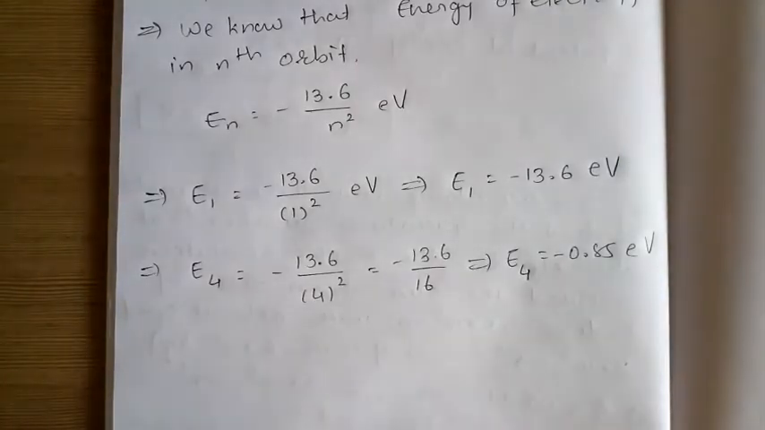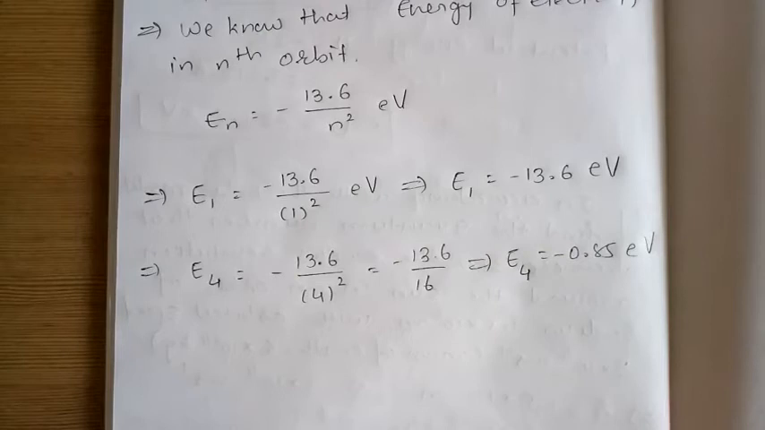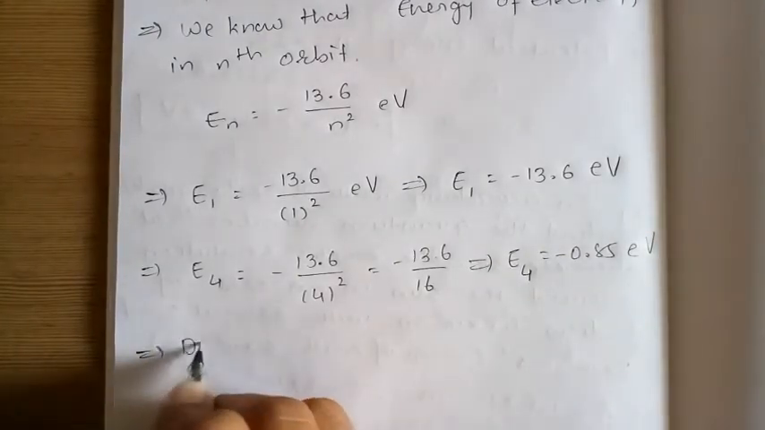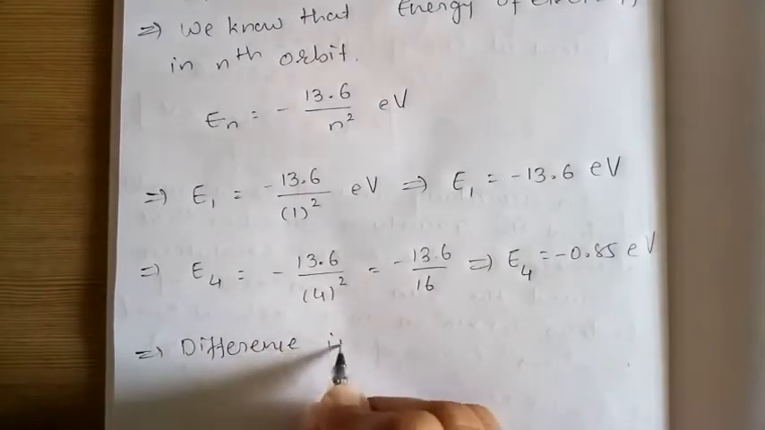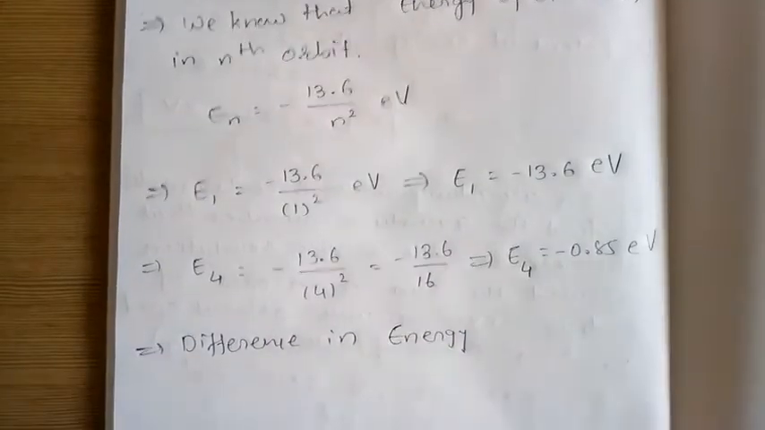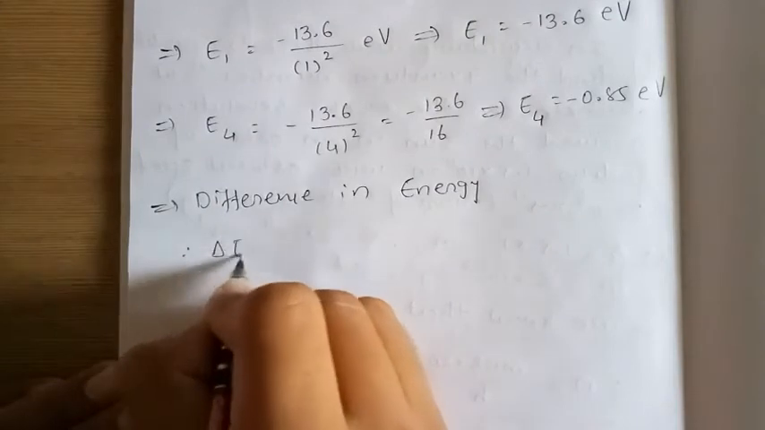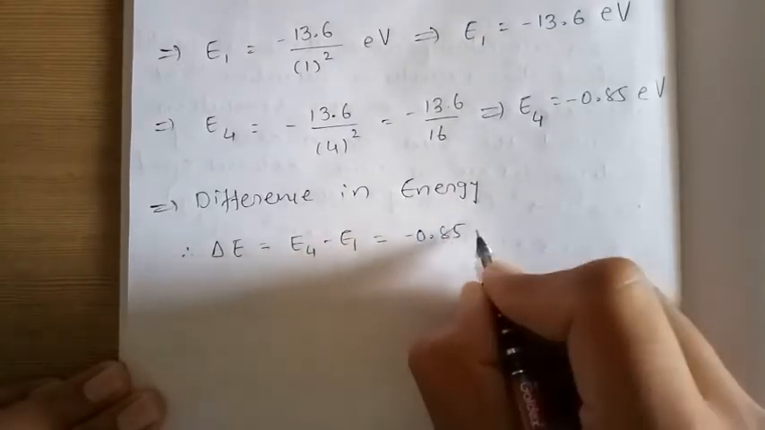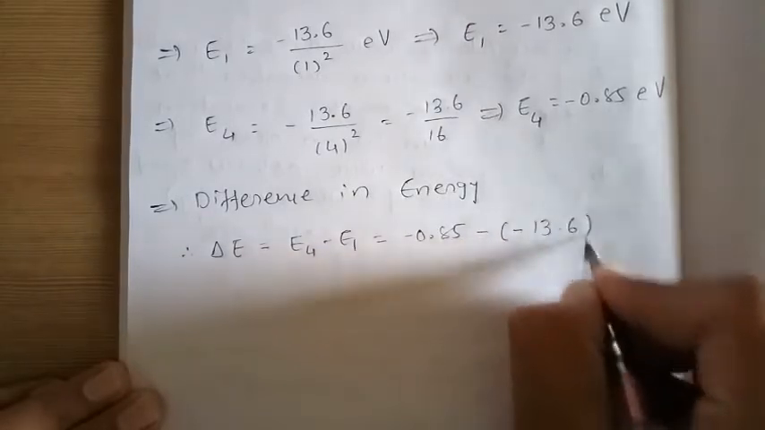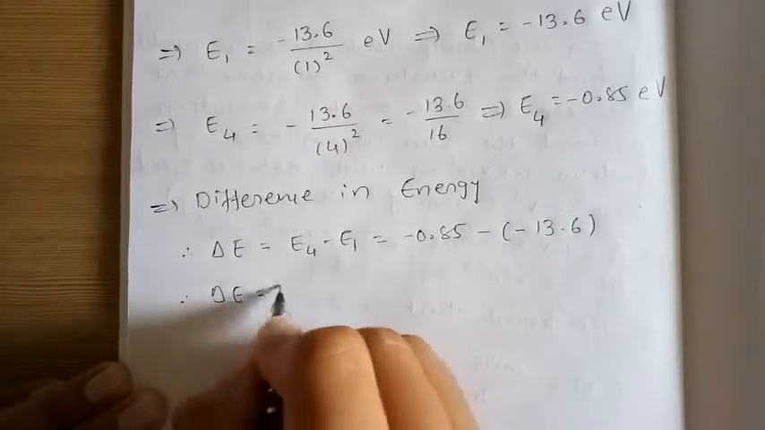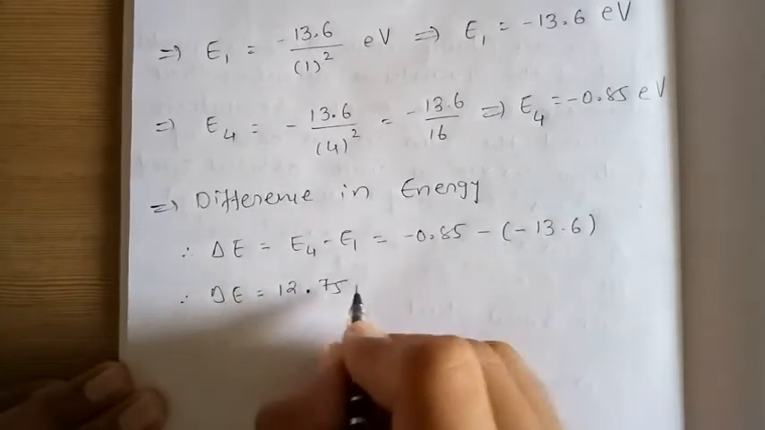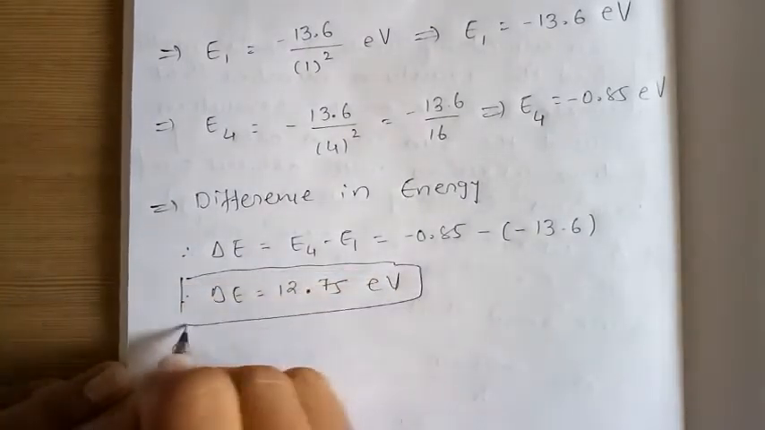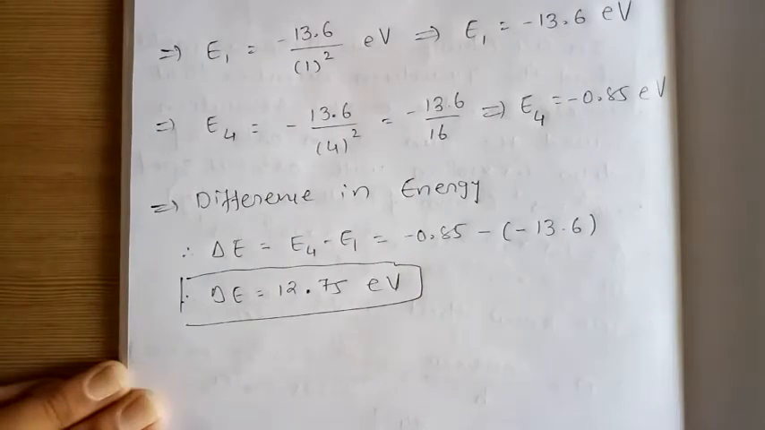To find the difference in energy we have to subtract E1 from E4. The difference in energy is given by delta E. So delta E equals E4 minus E1, so minus 0.85 minus minus 13.6. So we get delta E equals 12.75 electron volt. So the difference in energy, delta E, is 12.75 electron volt.